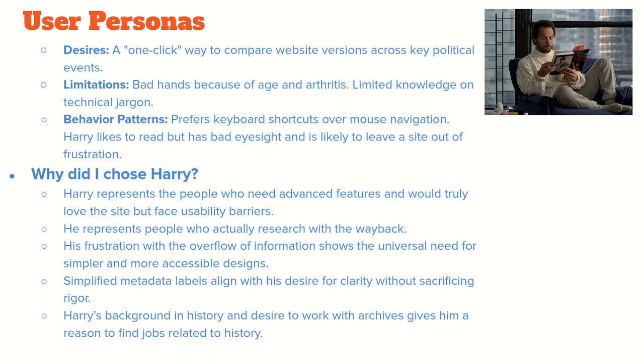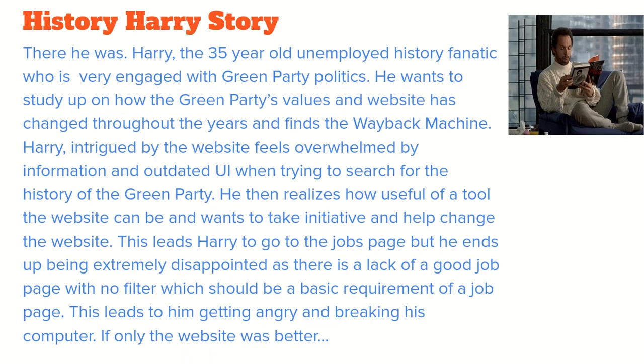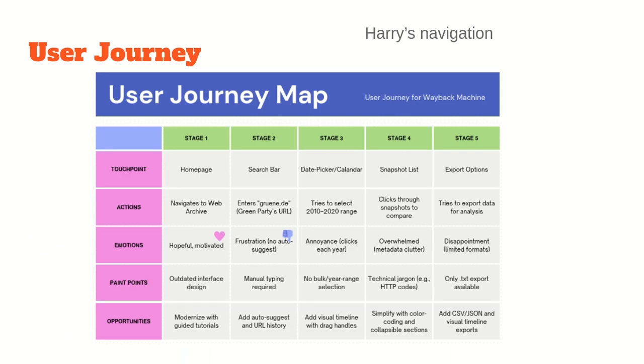So here's a little bit more about the personas. He has arthritis, he prefers shortcuts, but in reality, he just wants to make sure that there's no easy barriers to entry and makes it way easier to research anything he wants to because he's a little older and he's tired. There's a little story about him. You can pause if you want to read it. But here's the user journey map I made.